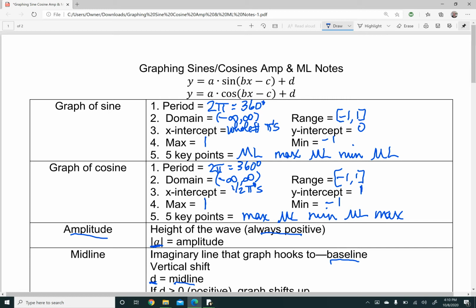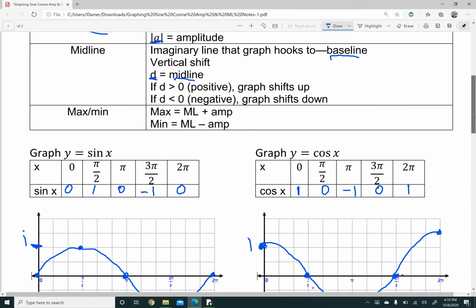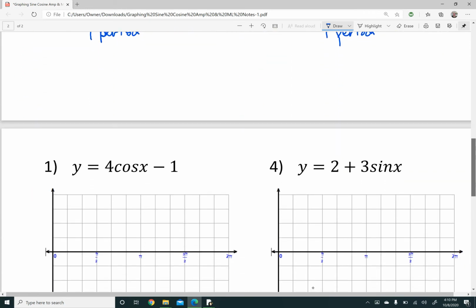So that's the only thing we're going to talk about today, A and D. So if D is positive, it shifts it up. If D is negative, it shifts it down. Now, to find the max and the min, we do the midline plus the amp to get the max and the midline minus the amp to get the min. So let's look at some examples down here.